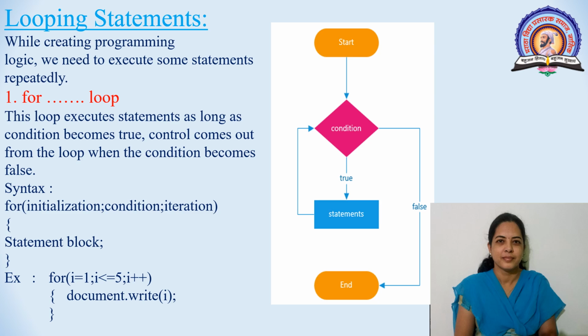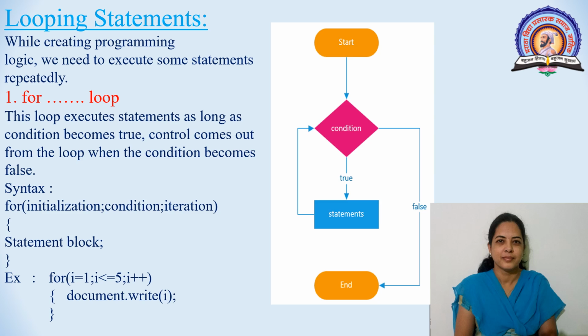Again iteration means increment operator is there, i plus plus means it will increase the value of i by 1. Now i will become 2. Again it will check the condition, i less than equal to 5, yes. So the condition is true, so it will execute the statement. So it will display, means it will write next value of i, that is 2. Again increment of value of i, that is i will become 3. Again it will check the condition i less than equal to 5. Yes, true. So it will display 3, 4, 5.